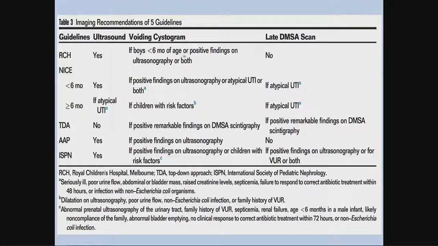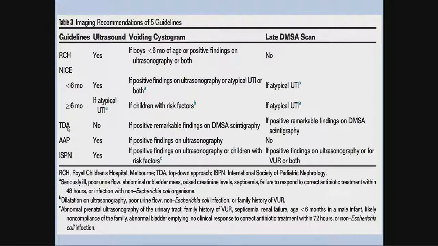performing a late DMSA. On the NICE guidelines, they'll only routinely perform an ultrasound if the child's under 6 months of age, because younger kids are at higher risk, and they'll only perform a cystogram if there are abnormal findings on ultrasound or atypical features or both, and they'll only do a DMSA if there are atypical features. If the child's over 6 months, they don't routinely recommend an ultrasound.